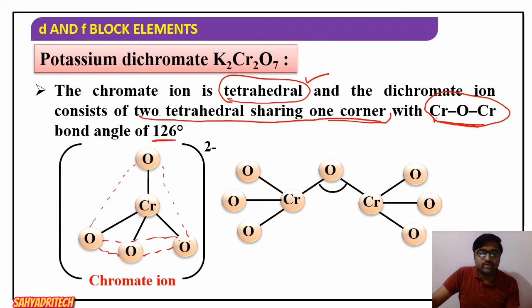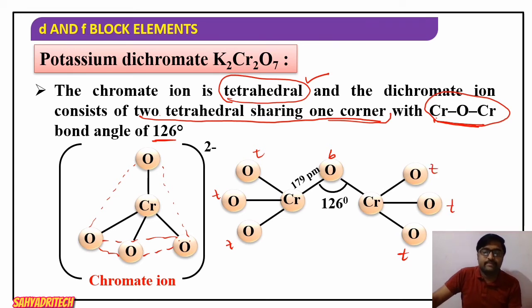So one corner is shared here, one of the oxygen is shared between two tetrahedral units, so they are going to form a bond angle of what? 126 degree. And regarding how many bridged oxygen atoms are present here, there is one bridged oxygen present, and remaining out of 7, one is shared between two chromium atoms. Therefore we say it is a bridged oxygen, and all the remaining 6 are terminal oxygens. Terminal means they are not shared with any other species.